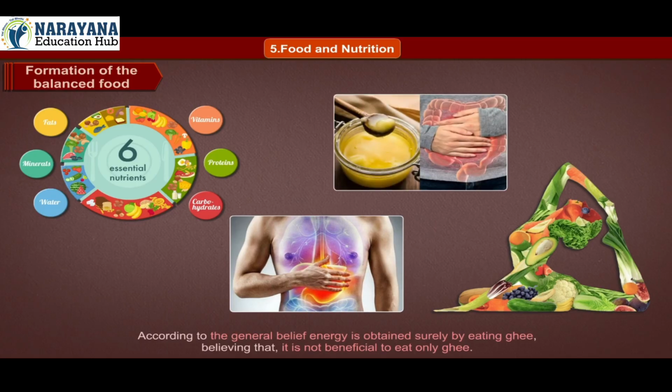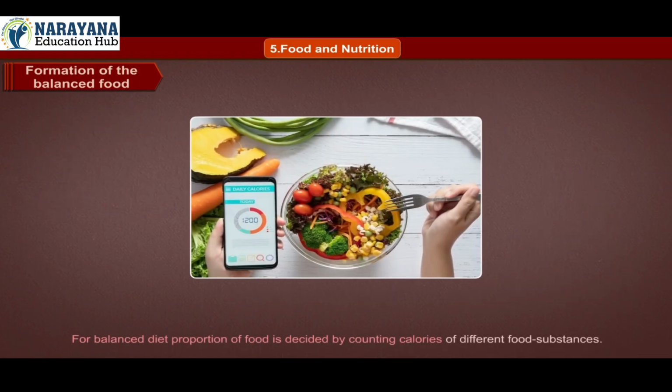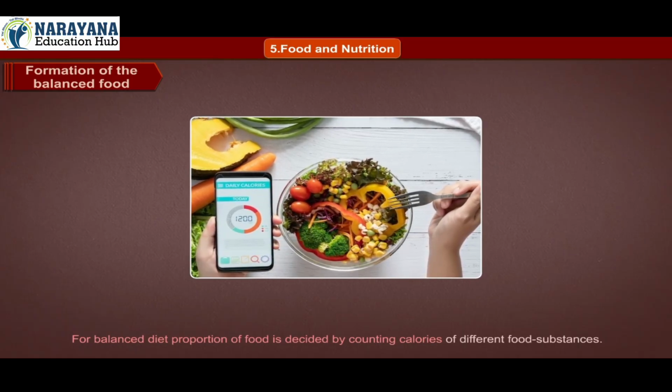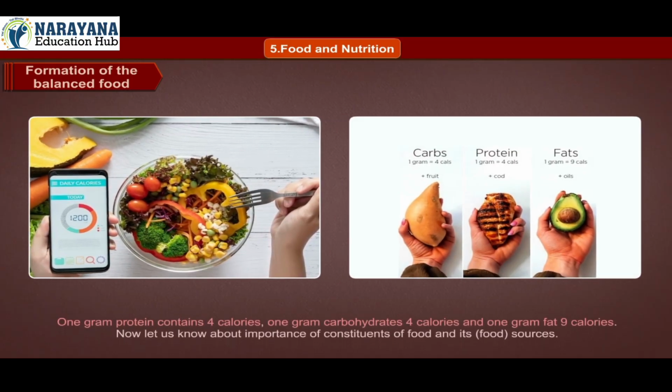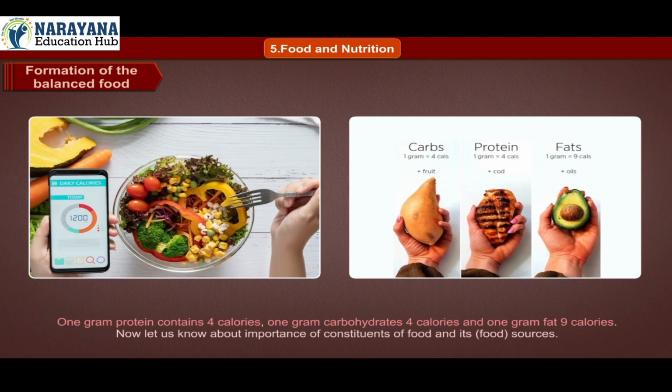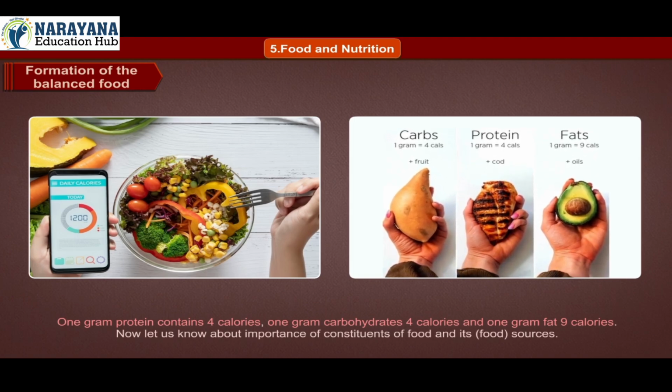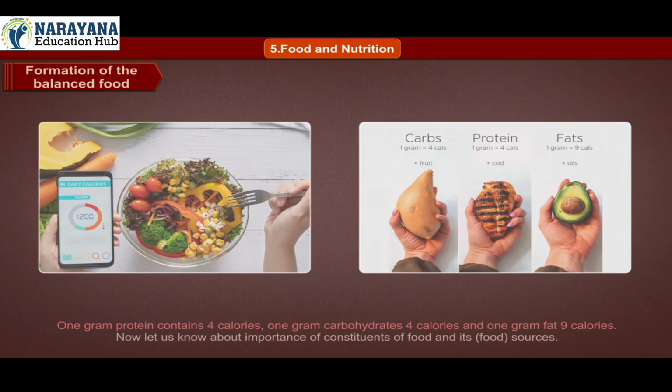According to the general belief, energy is obtained surely by eating ghee, but it is not beneficial to eat only ghee. For balanced diet, proportion of food is decided by counting calories of different food substances. 1 gram protein contains 4 calories. 1 gram carbohydrates, 4 calories, and 1 gram fat, 9 calories. Now let us know about importance of constituents of food and its food sources.